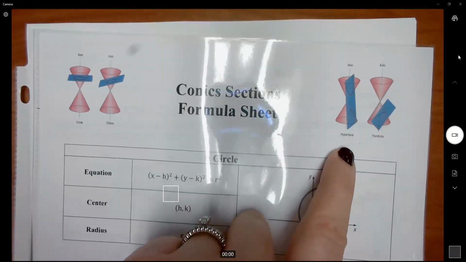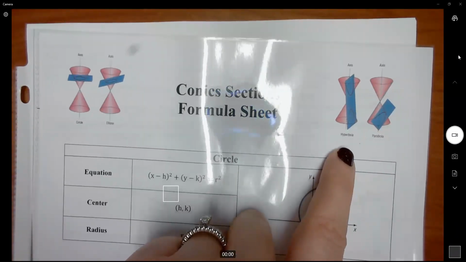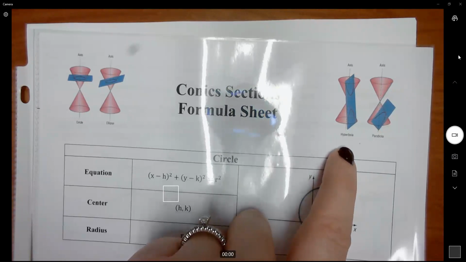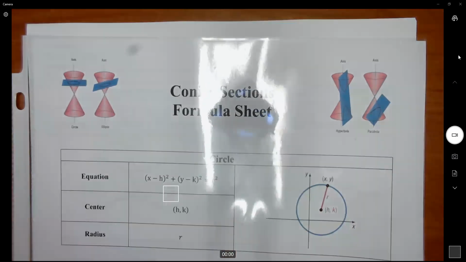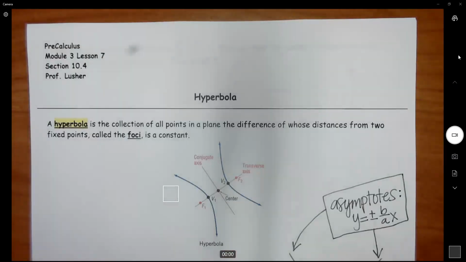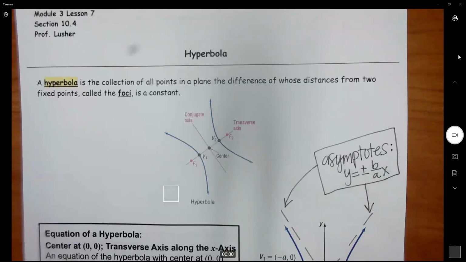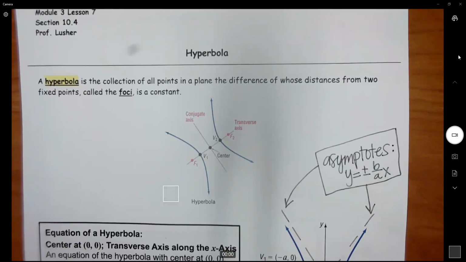And now we're going to go over a hyperbola. That's when you slice it going through from top to bottom. So hyperbola for today. Here's our general shape of a hyperbola, and here's the definition. So we'll start with the definition. The definition of a hyperbola is the collection of all points in a plane, the difference of whose distances from two fixed points called foci is a constant.